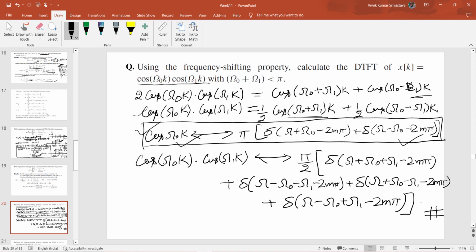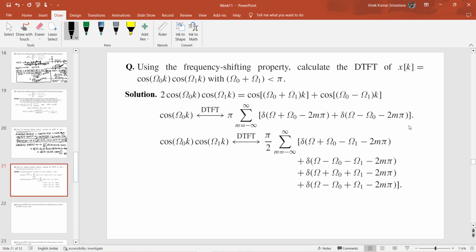Any doubt? Sir, I'm curious. In the formula, 2m pi is there. What is m? In the formula for the DTFT of cos omega naught k, the m is there because the DTFT is periodic in nature. Okay, sir, I got it.